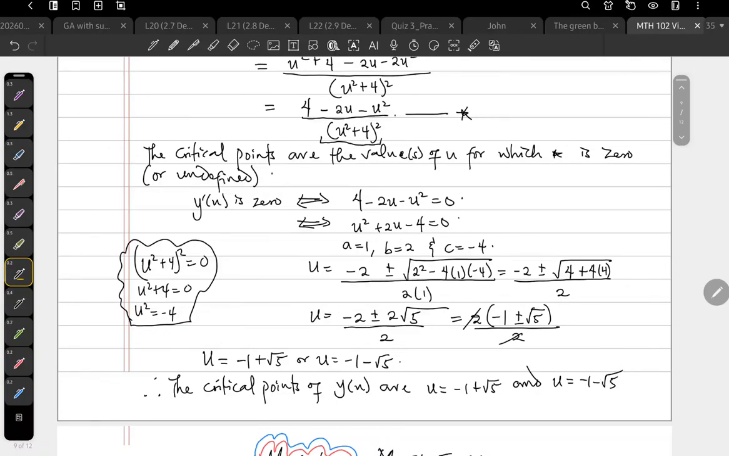When I come back, we're going to move forward into the next question, which is about taking the derivative of an inverse trigonometric function.